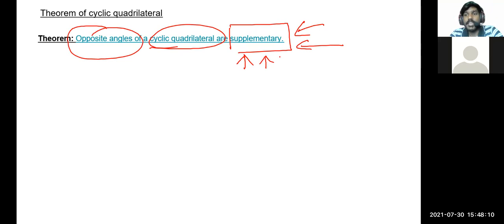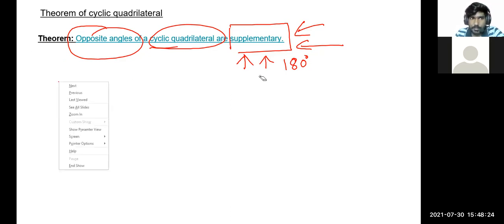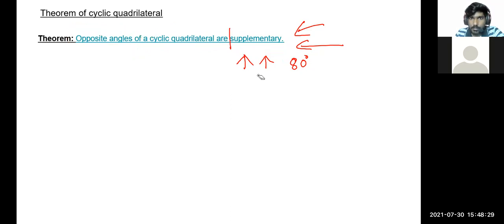Supplementary, 180 degrees? Yes, correct. So this theorem says that opposite angles of a cyclic quadrilateral, if you add them, you will get 180 degrees. That is what this theorem is saying, the result of this theorem. Okay, now we have to prove this theorem.